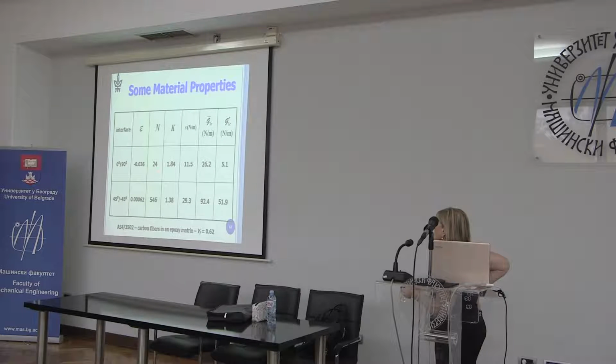We keep it. N is the number of samples. With the 0-90, at that time, we did only two-dimensional analyses, and we had 24 tests, so our sample size is N. This was G1C bar, and this was the standard deviation, 11.5 newtons per meter, and K is 1.84. So we reduce G1C from 26 to 5.